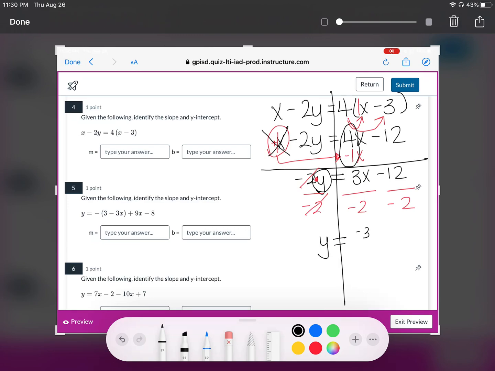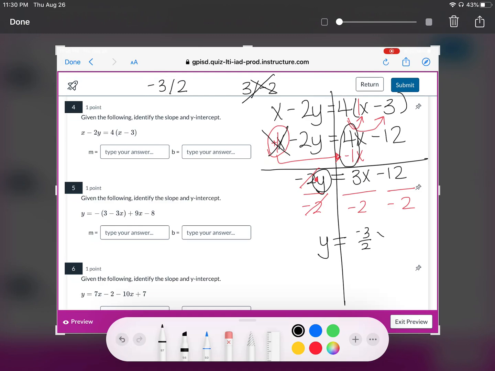Be careful when you type this into Canvas, because make sure you put that negative sign with the 3. For example, type it in with the negative 3 over the 2. Do not type it in with the negative with the 2, like that. Do not do that. It will count it wrong. Make sure you type that negative up there with the 3.